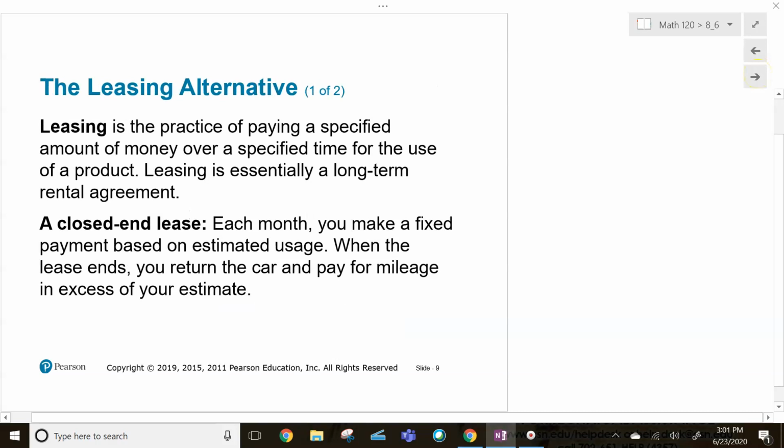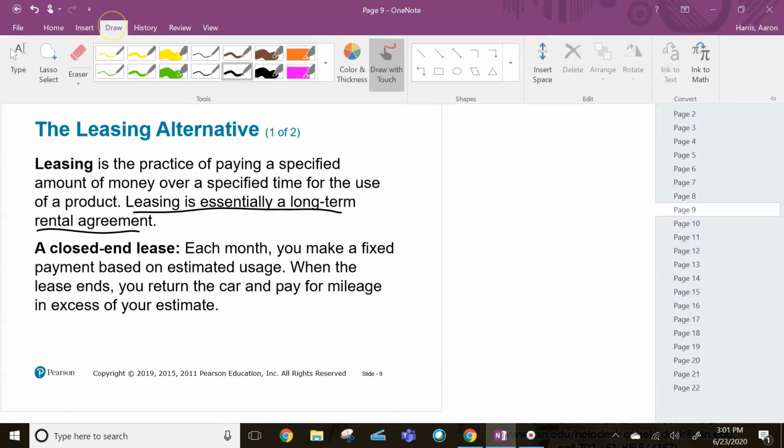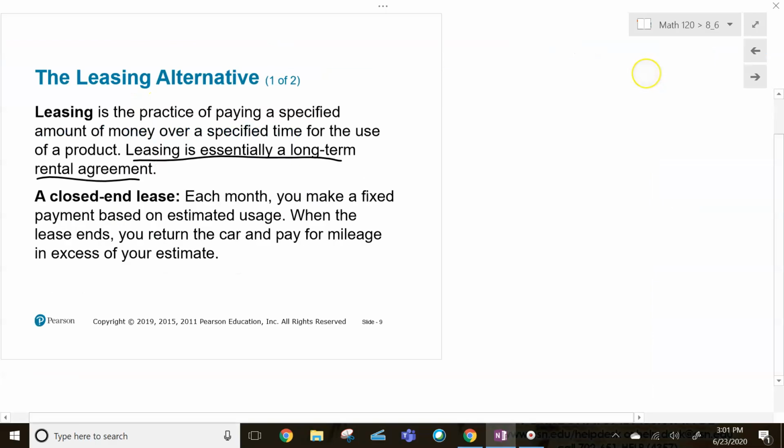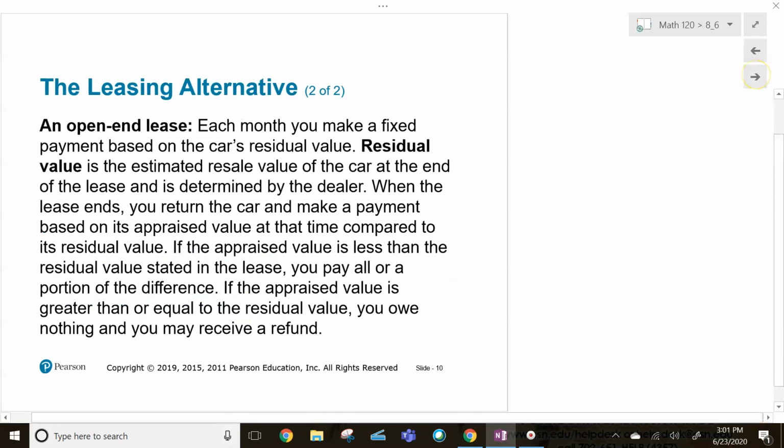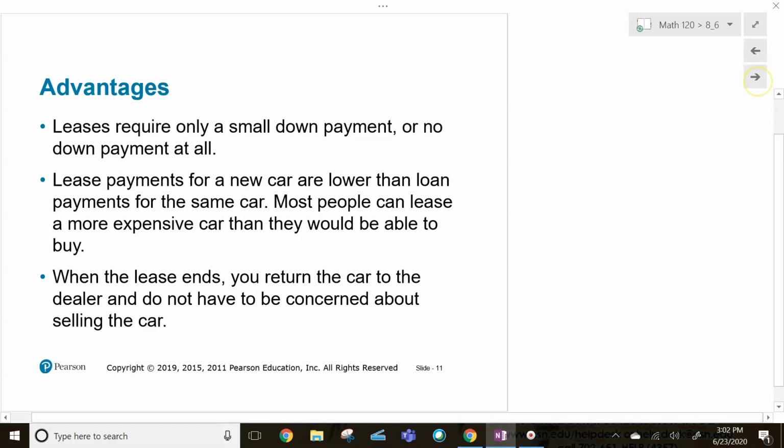All right, a little vocabulary here. Leasing. Leasing is the practice of paying a specified amount of money over a specified time for the use of a product. You're just leasing, you're renting, right? You're renting a car. A closed-end lease. So this is where you make a fixed payment based on estimated usage. When it ends, you return the car and you pay for mileage in excess of your estimate. I'll let you read through the open-ended lease, but that's essentially where you consider the residual value, or the estimated resale value, at the end of the lease.